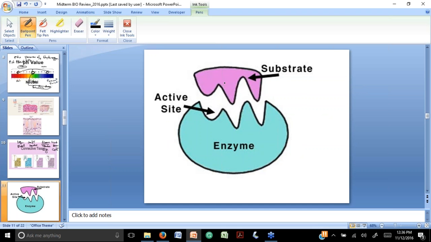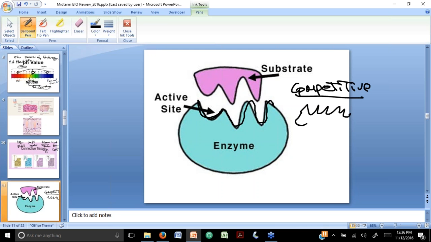Active site of the enzyme. This is the active site of the enzyme. Competitive and non-competitive inhibition: competitive inhibition is something that is going to inhibit the reaction. It's when you have another substrate like this, with a similar shape to the one I drew here. See, this is different from this, and they are going to have differences.